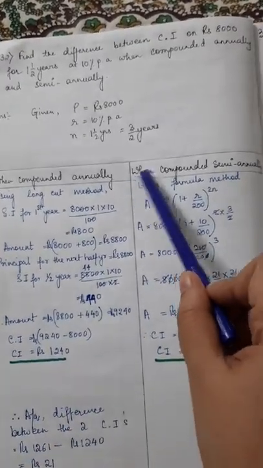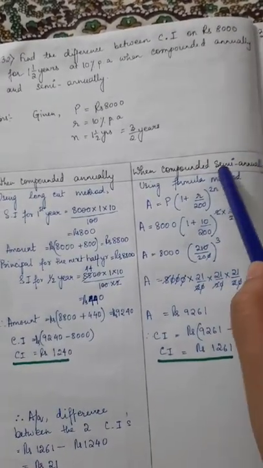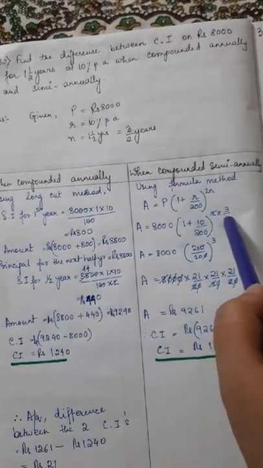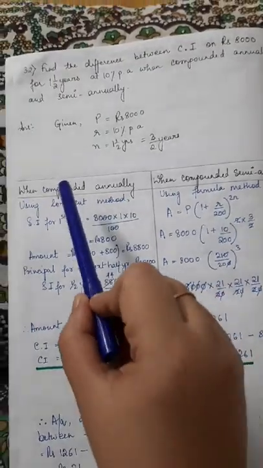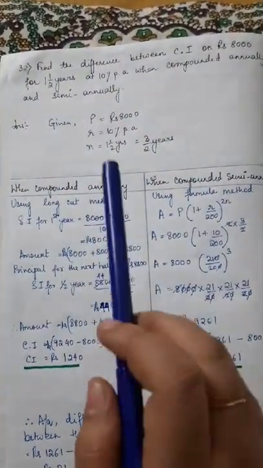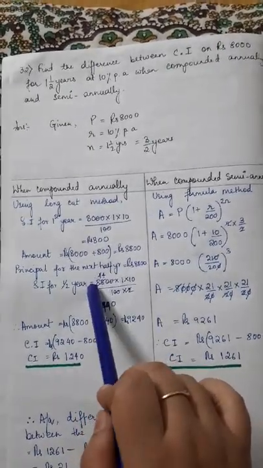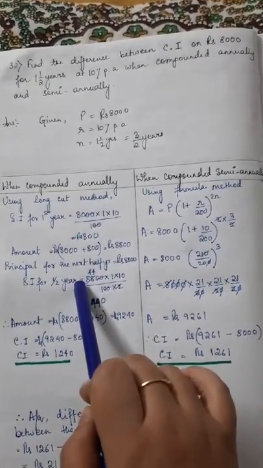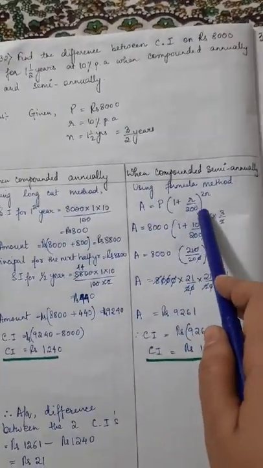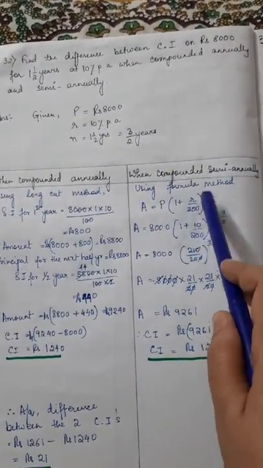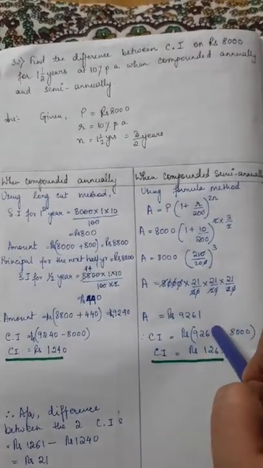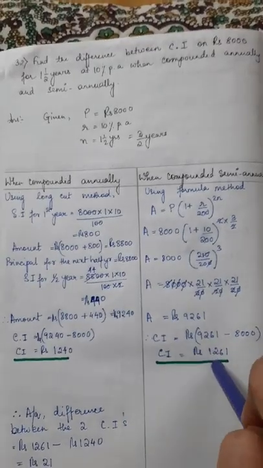Now moving on to when compounded semi-annually. See, when compounded semi-annually, you can easily use the formula method because this gets cancelled. But when it is compounded annually and a mixed fraction is given, try to use the long cut method. Then only you will get your answer. Otherwise, you won't be able to get your answer. So using the formula for semi-annually, see, I've used the formula. Put the values, and I get my answer for the amount 9261 and then the CI as 1261.